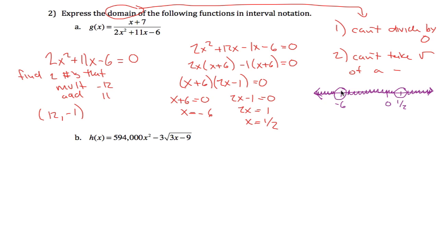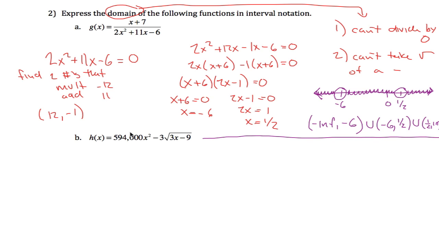So we have 3 intervals. This first interval is everything from negative infinity all the way up to negative 6 with parentheses because we do not want to include negative 6. The middle interval goes from negative 6 to positive 1/2. And the last interval goes from 1/2 to infinity, which I could barely squeeze in there. So down here is our answer, our domain in interval notation. That was a lot of work.